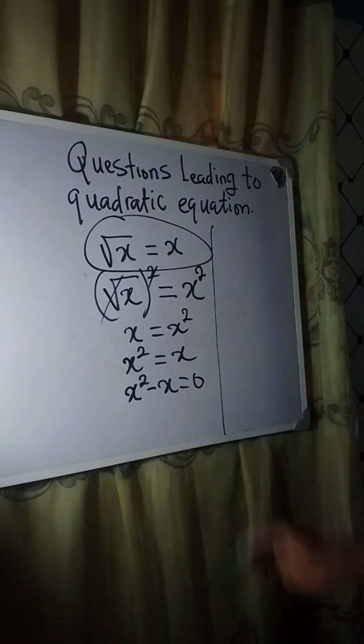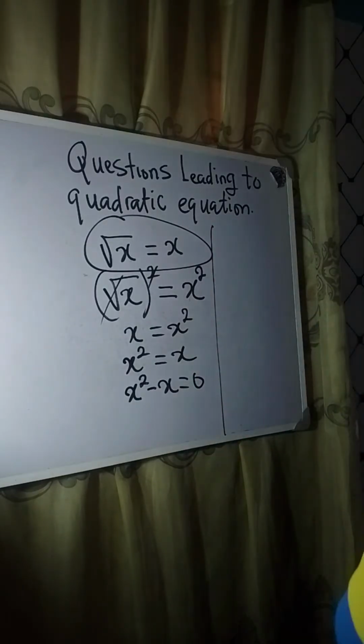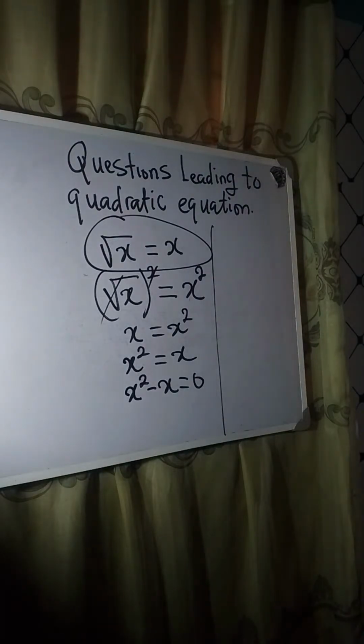What we can see now is that we have a quadratic equation where the constant is not given. Remember I said that a quadratic equation can be without a constant.